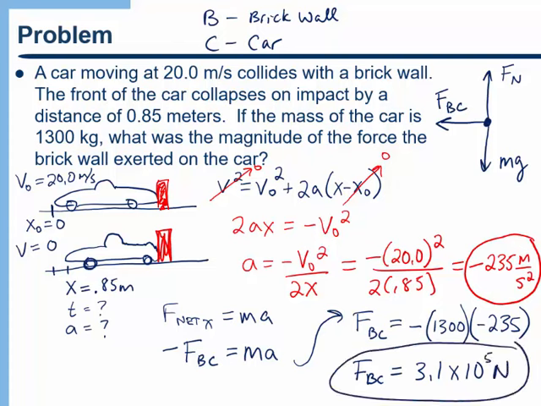Notice, by the way, this is another illustration of the fact that what we mean by these force symbols like FBC is they are magnitudes, because we found the magnitude of the force was 3.1 times 10 to the 5th. Obviously the direction was to the left, but we already put that in. That's why we don't get a negative answer.